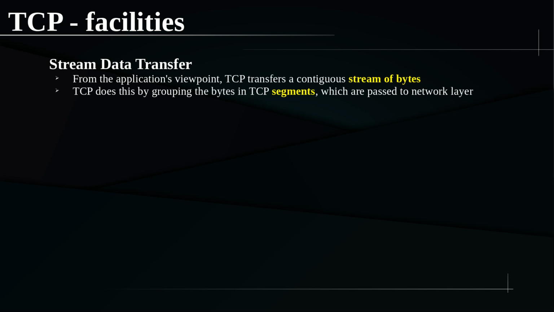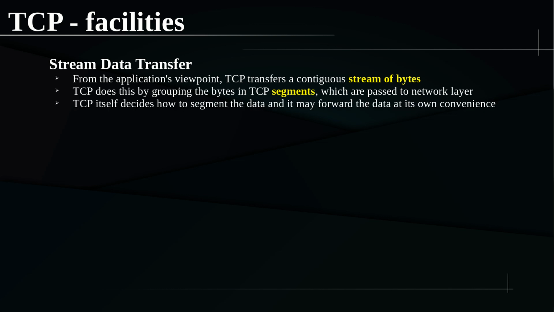So TCP does this by grouping the bytes in TCP segments which are passed to the network layer, and TCP itself decides how to segment the data, and it may forward the data at its own convenience. That grouping will be done, so we have connection establishment, connection parameters, sockets, all those things involved in this.